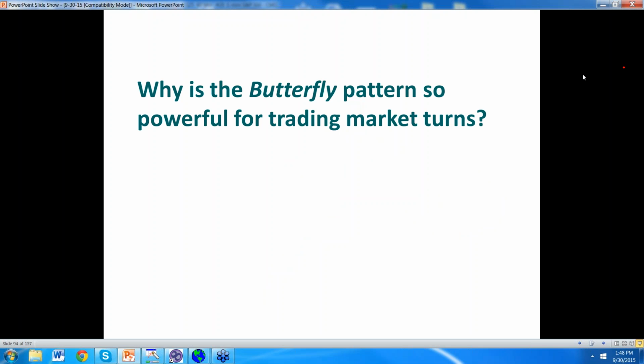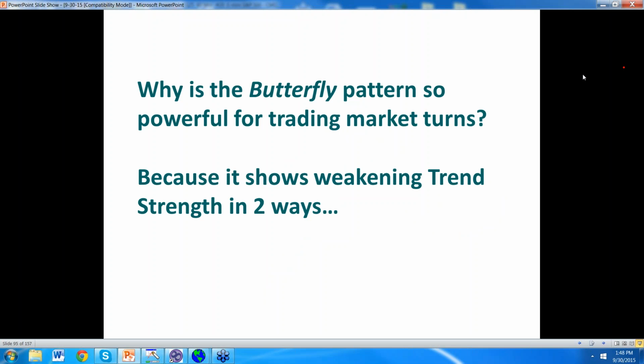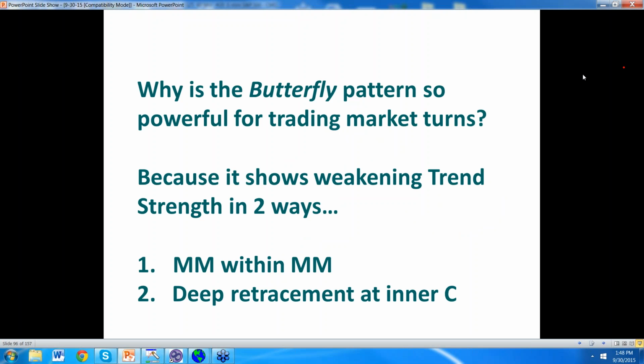So again, let's ask this question again. Why is a butterfly pattern so powerful for trading market turns? By the way, I love the butterfly. In fact, I like the butterfly a lot more than the Gartley. Why is it so powerful? Again, we talked about it because it shows weakening trend strength in two ways. Number one, it is a measure move within a measure move. You need to have that. And you need to have a deep retracing point C at the inner measure move. I like to show that in blue.